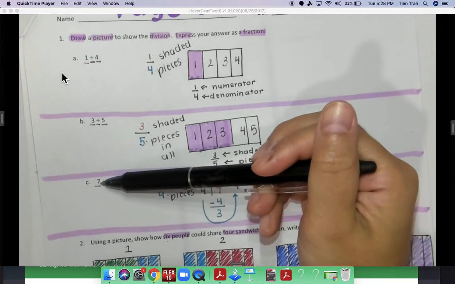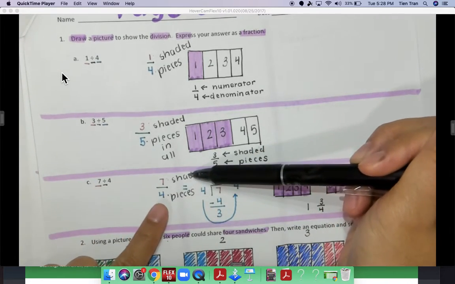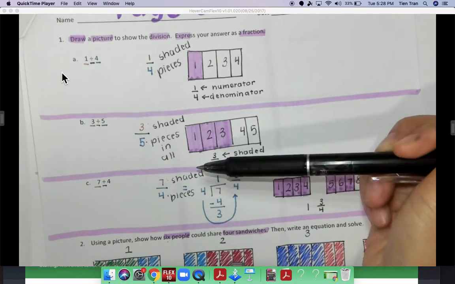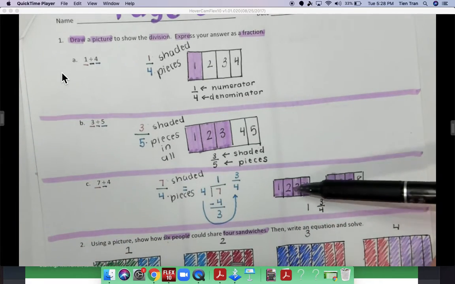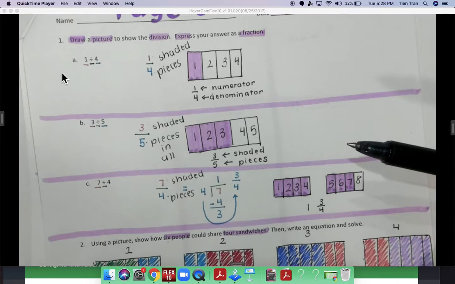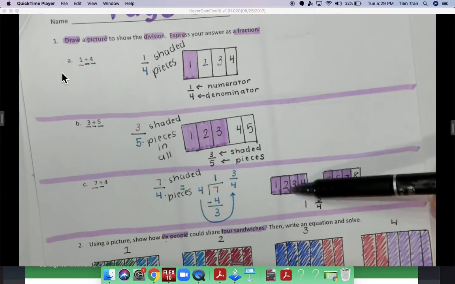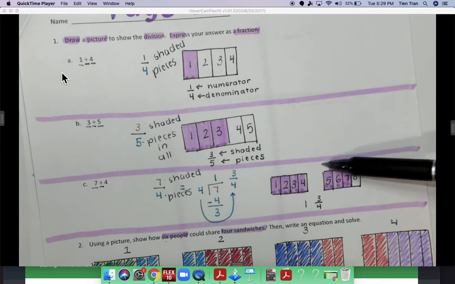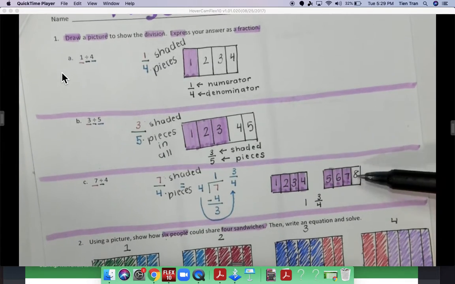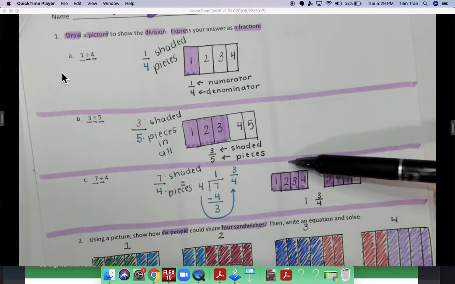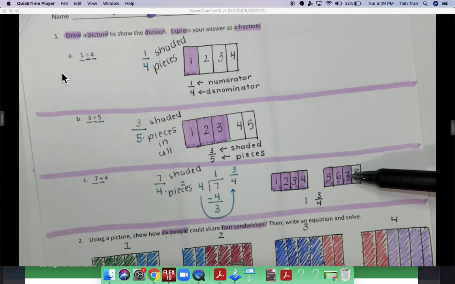We know that there are 7 pieces that are being shaded and 4 pieces in all. So it's going to look a little different. Notice that I drew one whole piece that is shaded, and there are 4 right here, and then I drew another piece that has 7 shaded in all. So 1, 2, 3, 4, 5, 6, 7.